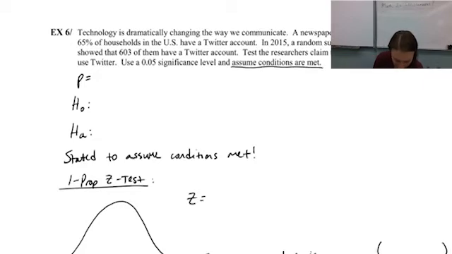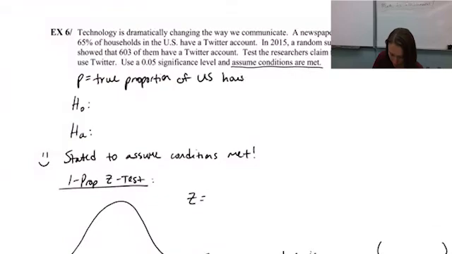This is like the best thing ever. You don't have to do conditions if it says to assume they're met, but you do need to state it. All right, so first and foremost, we need to define our p. So this is the true proportion, or you can say population proportion, of US households that have a Twitter account.